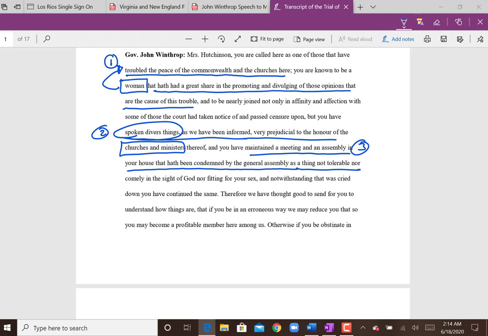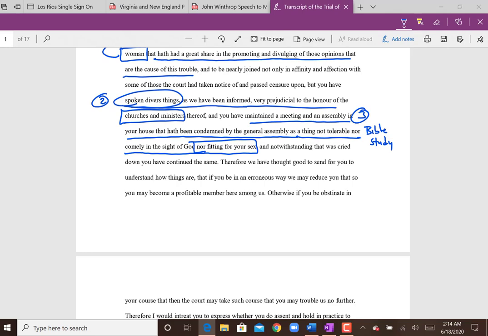As a thing not tolerable, nor comely in the sight of God, nor fitting for your sex. So this is the Bible study, but it's important that it's saying it's because it's not fitting for your sex. And notwithstanding that was cried down, you have continued the same. So that's just saying we told you to stop, you didn't. So they're claiming, look, this isn't the first time, and we're just telling you about it now. We asked you to stop, and you kept going.